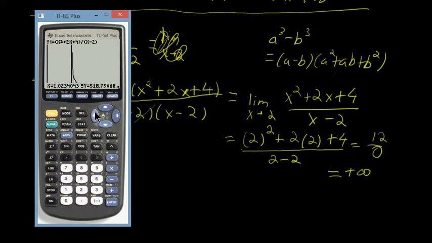Now we're going to be approaching x equals 2 from the right. So you can see when x is 2.02, y is 518.